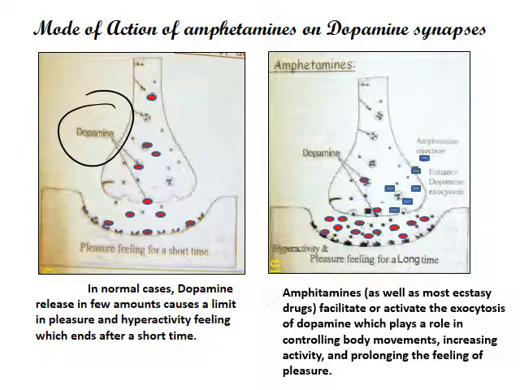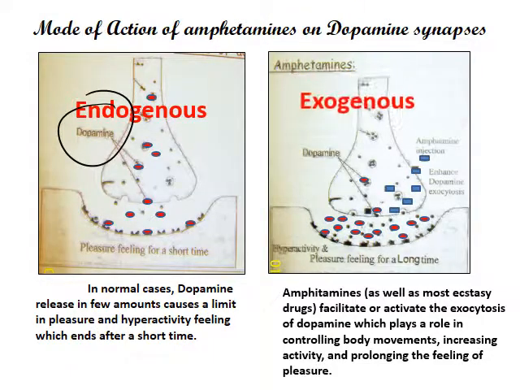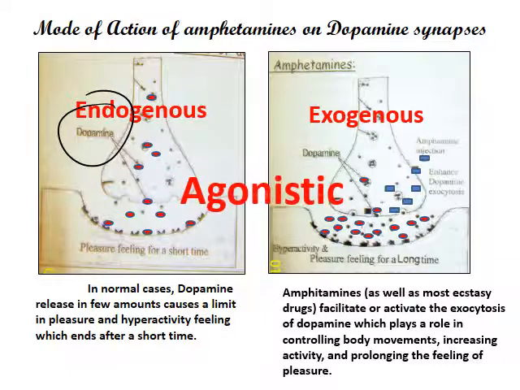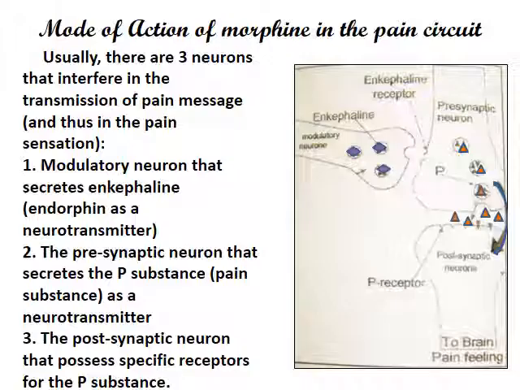Amphetamine. How does amphetamine work? Amphetamines, as well as most ecstasy drugs, facilitate or activate the exocytosis of dopamine. This plays a role in controlling body movement, thus increasing activity and prolonging the feeling of pleasure. So for these two, dopamine is an endogenous neurotransmitter, and amphetamine is exogenous. Both have the same function, the same role, where amphetamine facilitates exocytosis, meaning that they are agonistic.